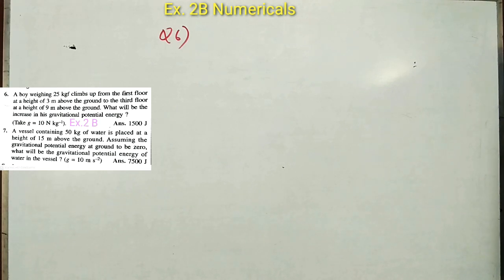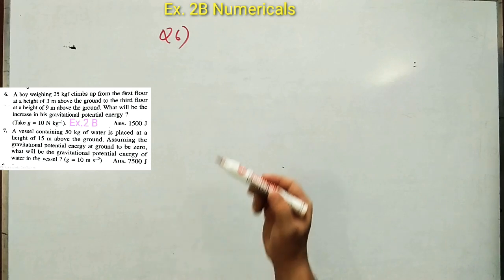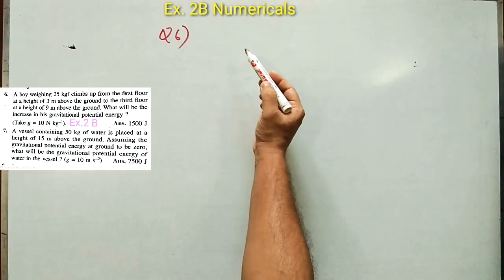A boy weighing 25 kg force climbs up from the first floor at a height of 3 meter above the ground to the third floor at a height of 9 meter above the ground. What will be the increase in his gravitational potential energy? So reading the question and understanding the things is the first and foremost thing here. So let us try to collect the data.